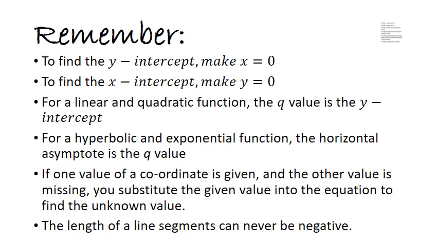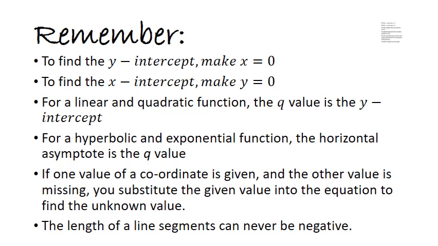To find the y-intercept, you would need to make x equal to 0. To find the x-intercept, you will need to make y equal to 0. For a linear and quadratic function, the q value is the y-intercept. For a hyperbola and exponential function, the horizontal asymptote is the q value.